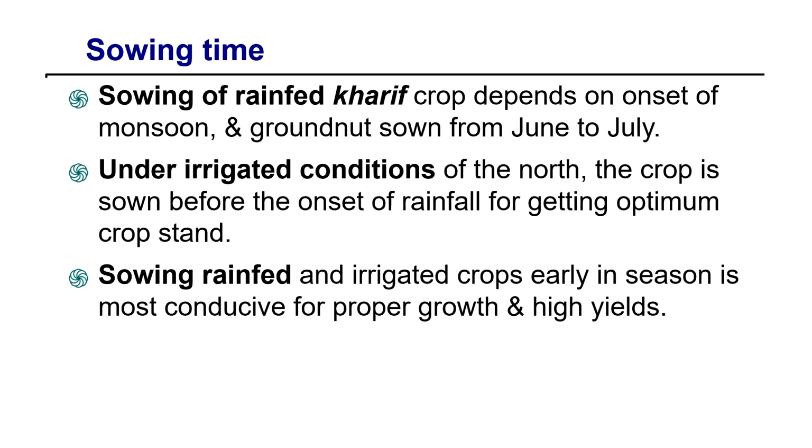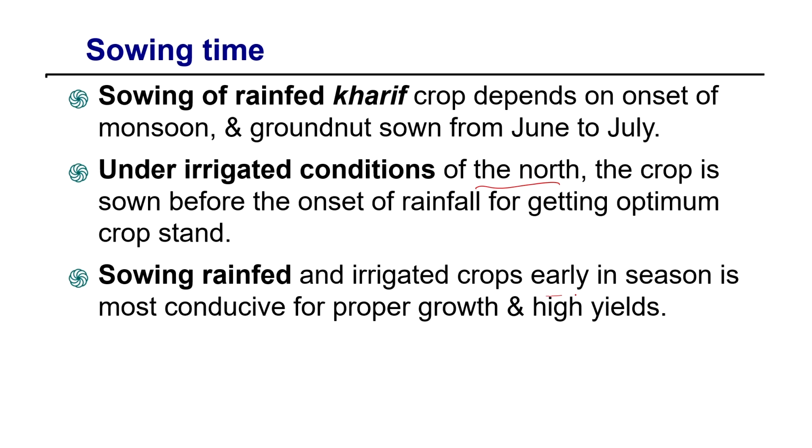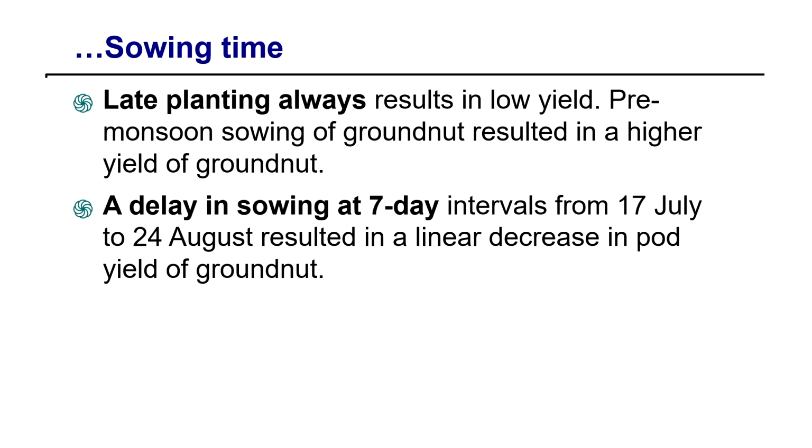Under irrigated conditions of North India, the crop is sown before the onset of rainfall for getting maximum crop stand. Crop stand here means the population of the groundnut. Sowing rain-fed and irrigated crops early in the season is most conducive for proper growth and high yield. So there should not be late sowing of this crop, because early sowing always helps to get better growth and development of the groundnut crop. Late planting always results in low yield.